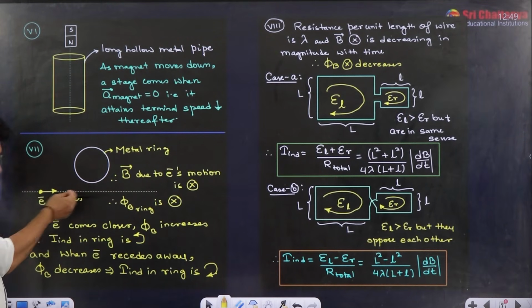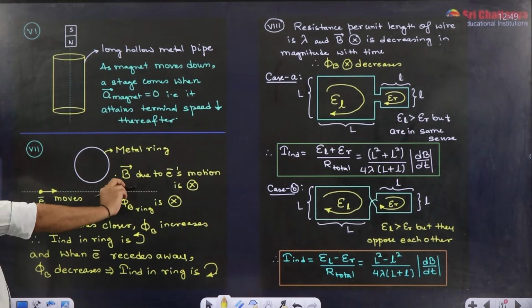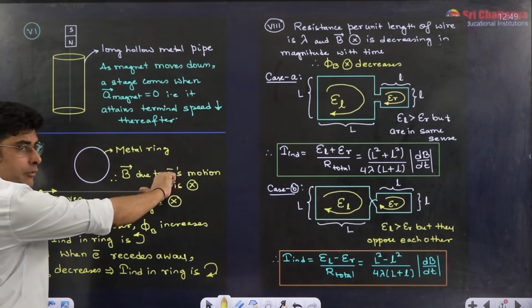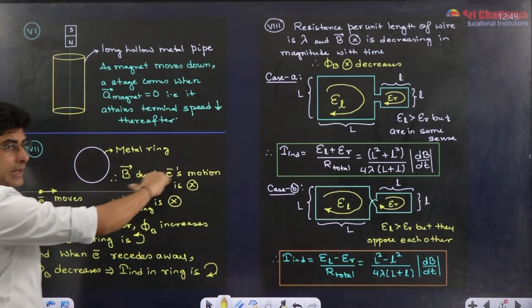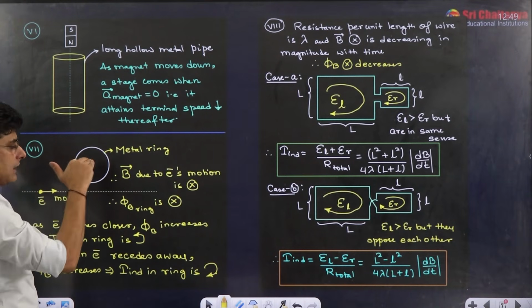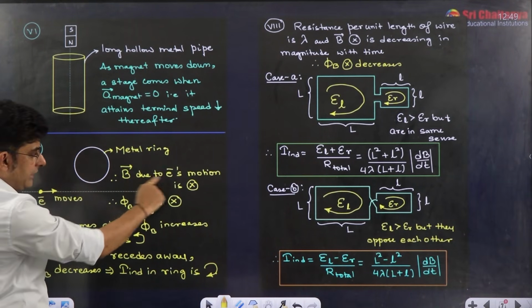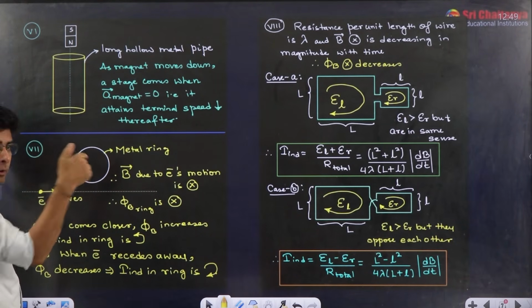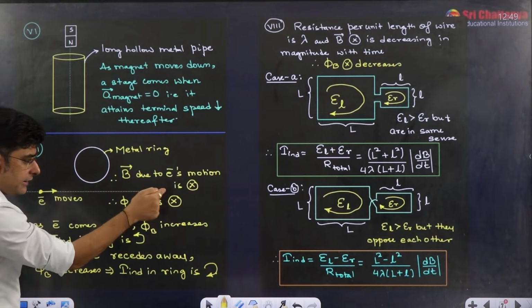Now we know that if an electron moves, due to the motion of the electron, we can consider a current flowing in the opposite direction. So if the current is moving oppositely, see my thumb like this, you can see the field near the ring will be into the page, which I have shown. B due to the electron's motion is into the page. So flux through the ring will also be into the page. Now flux through the ring is into the page.